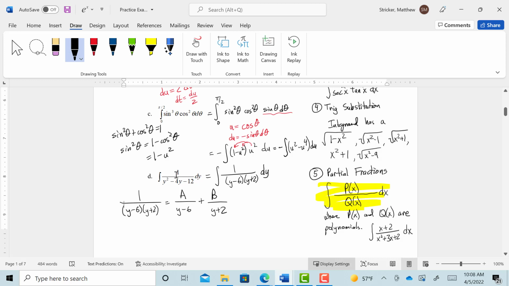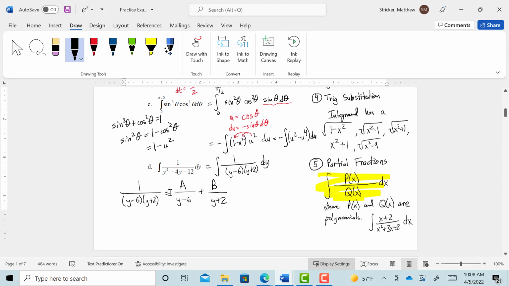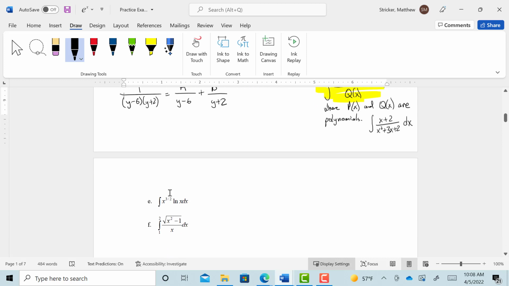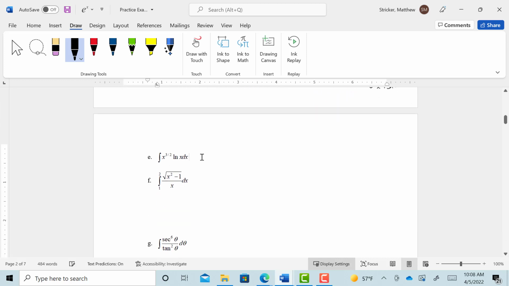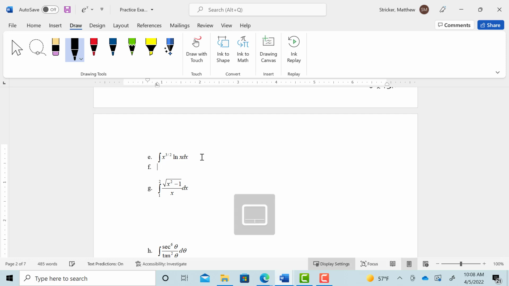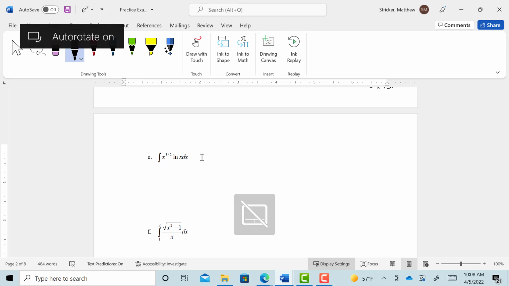Remember, I just want to point out that if you do happen to have a numerator with a higher power than the denominator, you have to perform division first, long division first, to simplify that fraction. All right, we can keep going here. Take a look at E.